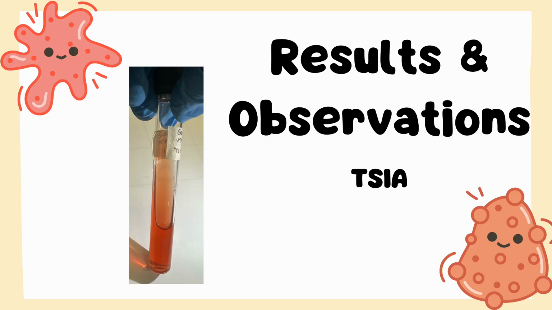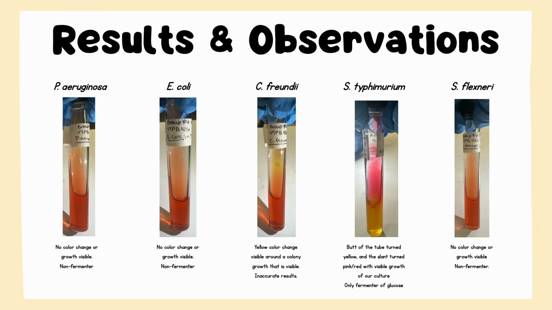Now for the results and observations of TSIA. Here on the left is pictured our control. For P. aeruginosa, there seemed to be no color change or growth visible. This indicated that this tube was a non-fermenter of the 3 sugars. For E. coli, there also seemed to be no color change or growth visible, also indicating that it was a non-fermenter of the 3 sugars.